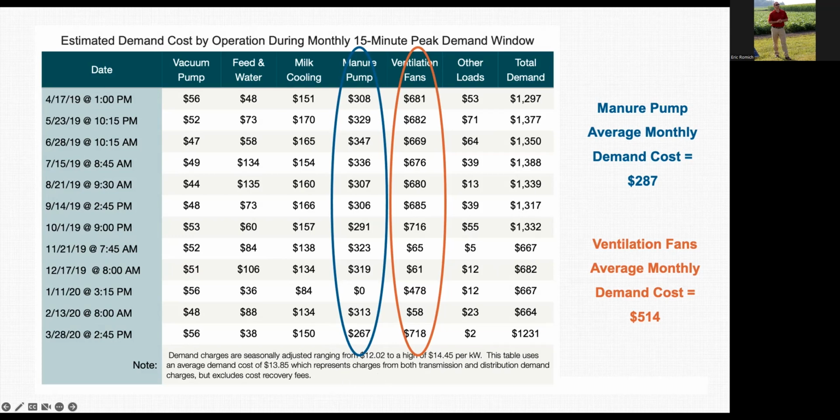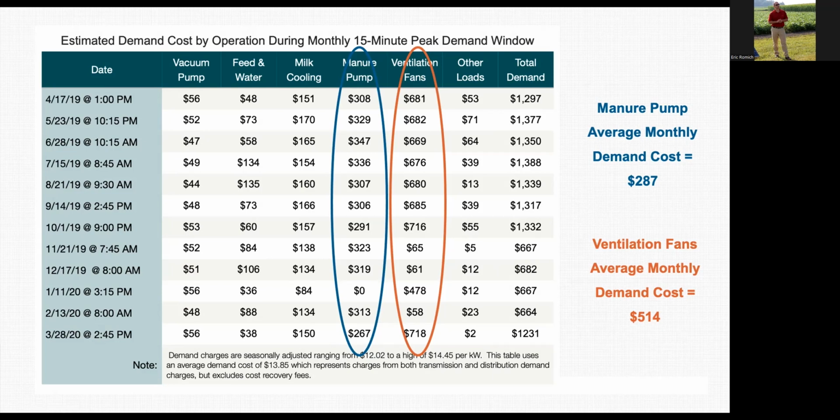And then also I did note that the $13.85 was based on a range, as there were seasonal demand charges applied between 12 and 14. So we took the average. If we think about ventilation loads, obviously they are also really leading the way in terms of demand cost, averaging $514 a month just in peak demand spikes. So that's not accounting for the energy that you're paying to run those fans.